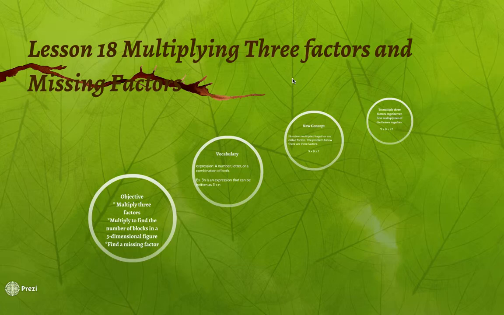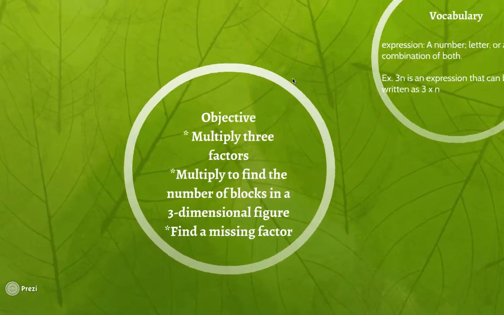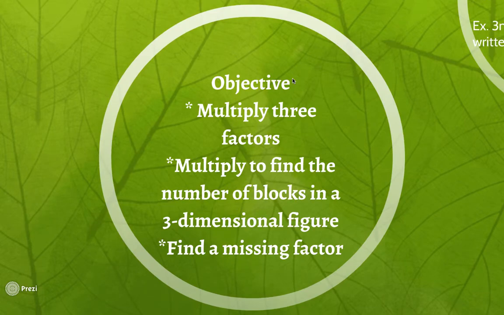Today we're on lesson 18, so make sure you have your sheet and your pencil in front of you, and you write lesson 18. We're going to be talking about multiplying three factors and finding missing factors. Here's our objective: if you have three factors, and a factor is a number in a multiplication problem. We're also going to find numbers of blocks in a three-dimensional figure, and then we're going to find missing factors. So that's what you're going to be working on this evening.